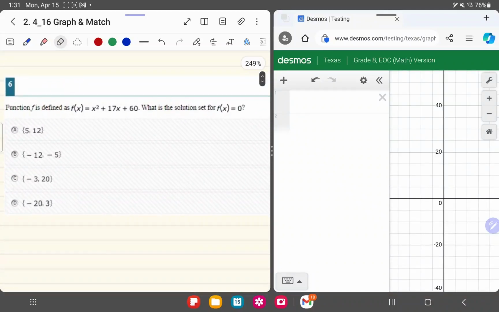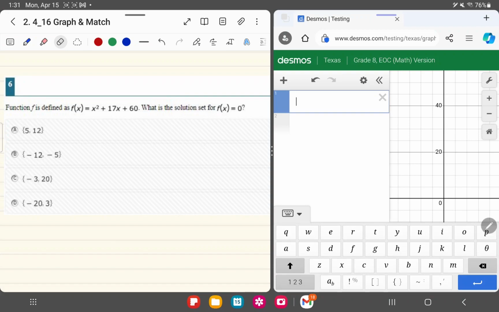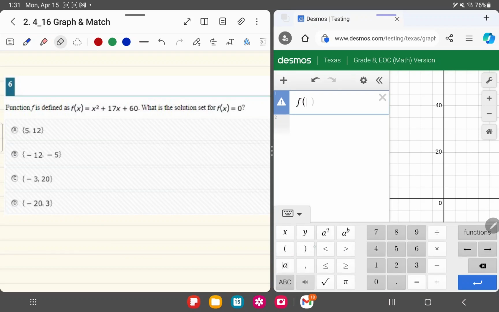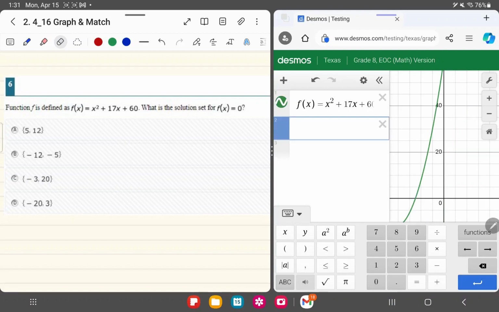This one says function f is defined as f of x equals x squared plus 17x plus 60. What is the solution set for f of x equals 0? Right, so whenever it comes to this type of problem, just graph it. And that's exactly what we're going to do here. So I'm going to do f, then parentheses, x equals, we got x squared plus 17x plus 60. Enter.